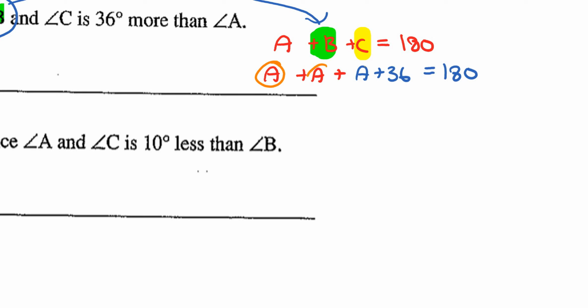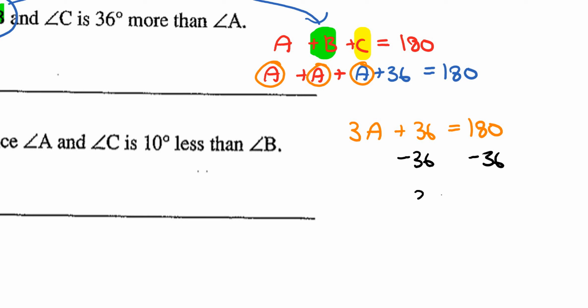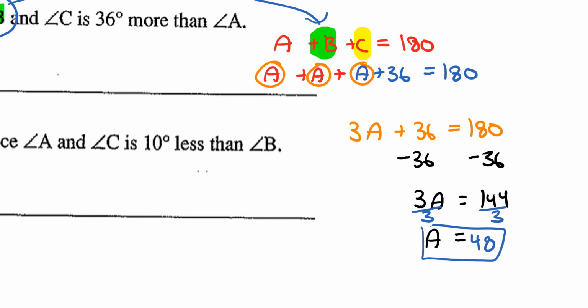So 1 apple plus 1 apple plus 1 apple is going to be 3 apples plus 36 equals 180 degrees. And then I can minus 36 from both sides. So 3 apples will equal 180 minus 36, which is going to be 144, and then divided by 3. So we're dividing both sides by 3 now. So angle A would equal 48 degrees.